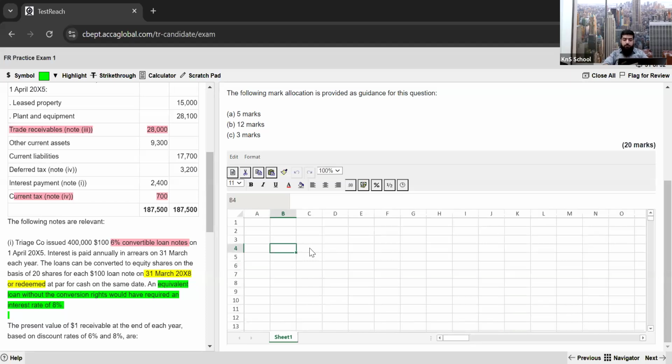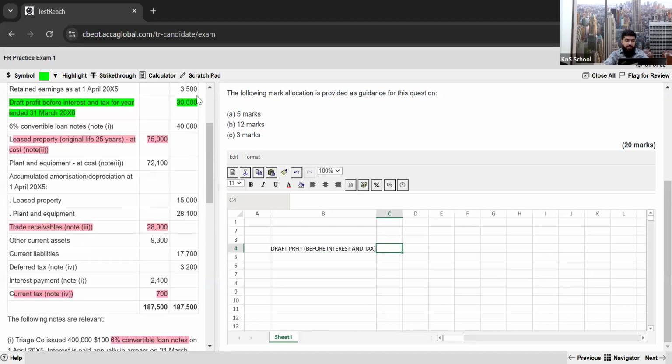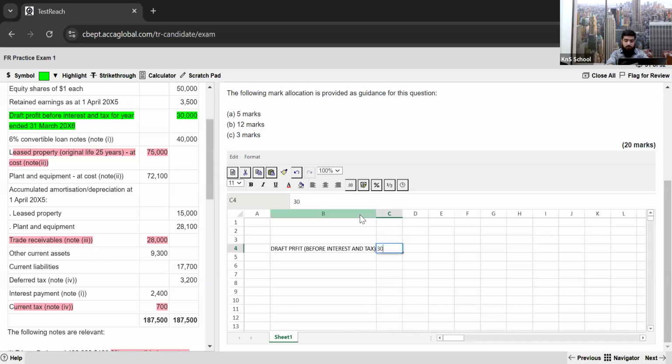So on the right side we are going to have some workings, and the main answer should be on the front. First of all, we have a draft profit before interest and tax that is given in the question. The draft profit is given as 30,000. We are having the workings in thousands, so obviously I'm going to put down 3 zeros over here. So 30,000 is the draft profit before interest and tax.